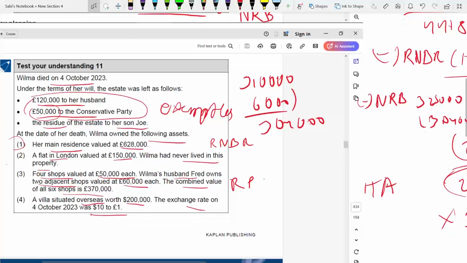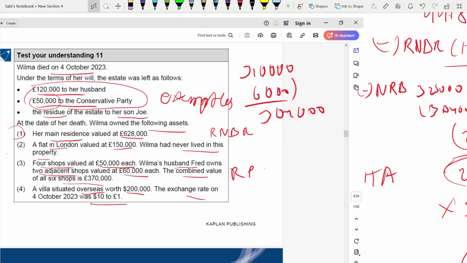Donor. So this is done. This is done. We are in the third one. 4 shops valued at 50,000 each. So 4 into 50. Now 2 adjacent. So husband owns 2 adjacent shops at 60,000 each. Combined value of all the 6 shops is 370.